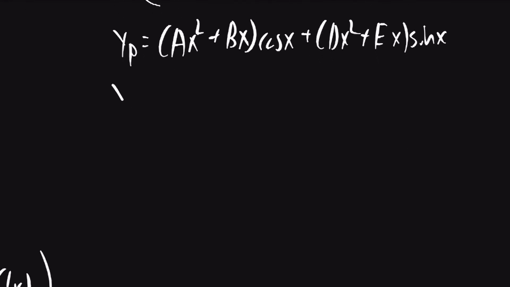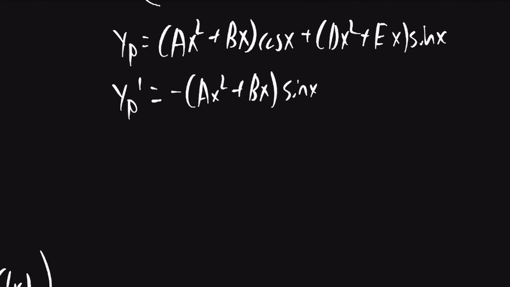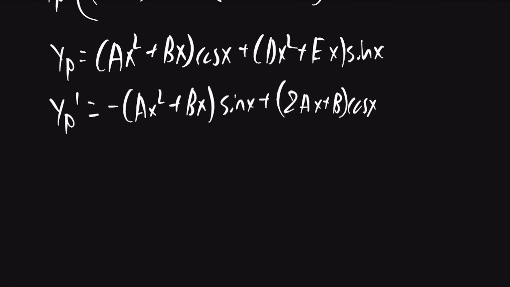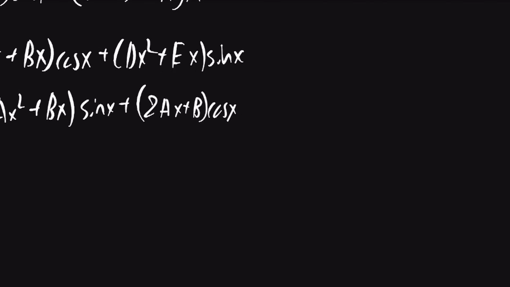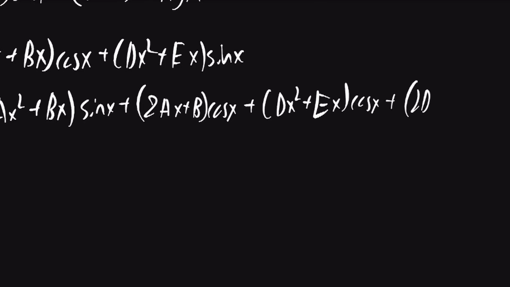Now that we have yp, we can differentiate. yp' is going to be equal to, for this first term, we have to use the product rule. I'll start by differentiating the cosine x, and I'll leave this ax² + bx term alone. We'll get negative (ax² + bx) times sine x. The second term of the product rule, I'll differentiate the ax² + bx term and leave the cosine x term alone. We'll get (2ax + b) times cosine x. For the second term in yp, I'll have to use the product rule again. I'll use it the same as I did before. We'll get (dx² + ex) times cosine x plus (2dx + e) times sine x.